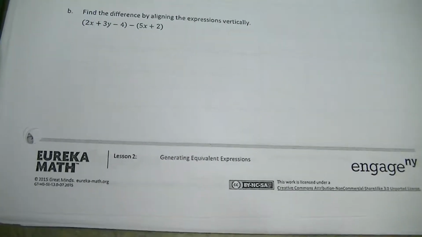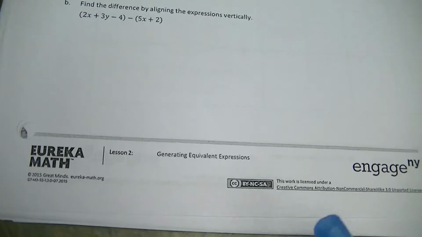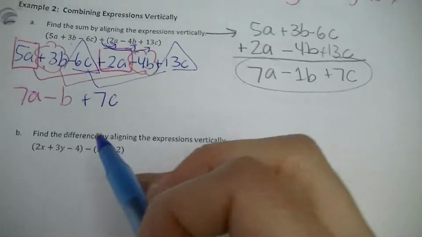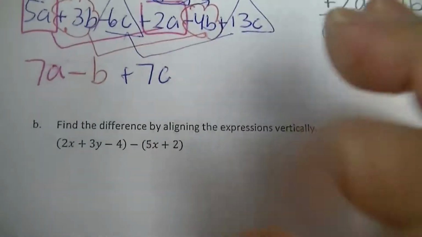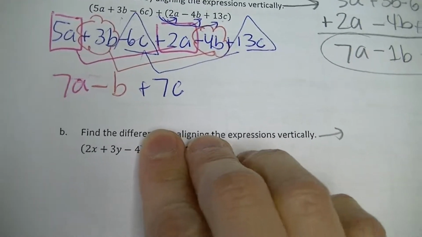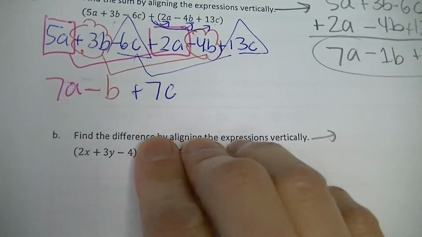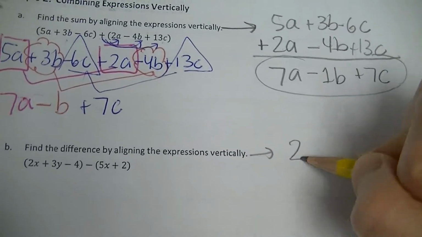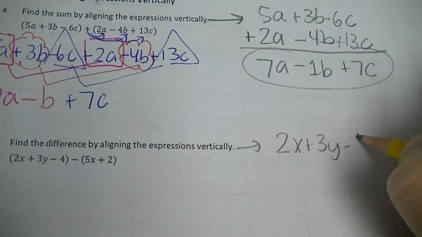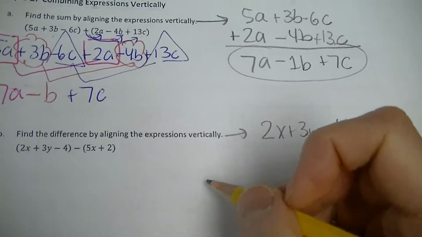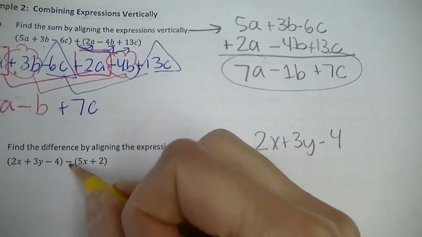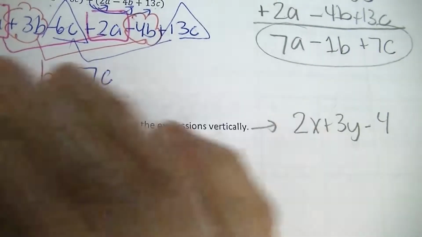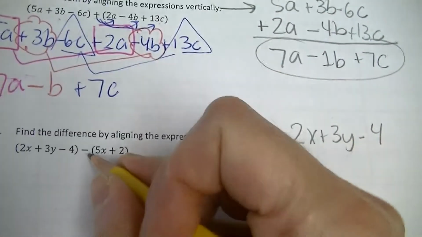Okay, letter B. Find the difference by aligning the expressions vertically. And this, let's show you vertically over here. So first set of parentheses, there's no symbol or number in front of it, so we're just going to drop it. Okay, the next one, we've got to obviously subtract, and we got to distribute still, because there's a symbol in front of that parentheses.